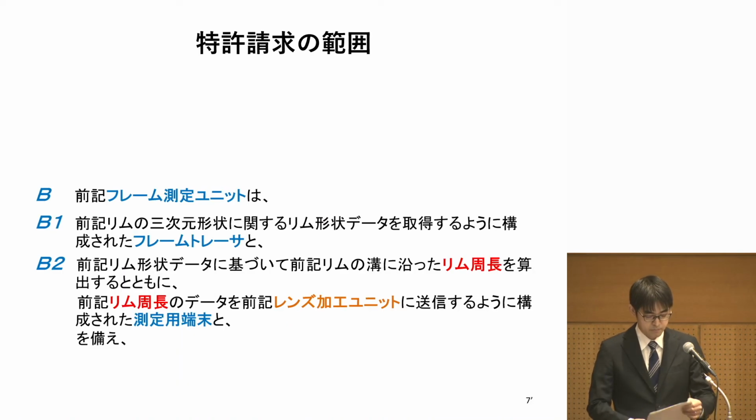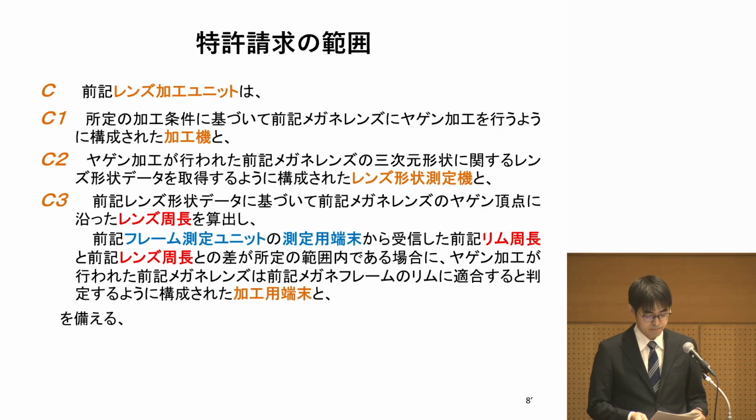Let's go back to slide 7 and look at the claims again. I've explained about the measurement terminal, and you can see the items here about B and B1 and B2. So you can see in this slide there's information about the measurement terminal, and I want you to focus on these highlighted areas here. Let's move on to slide 8.